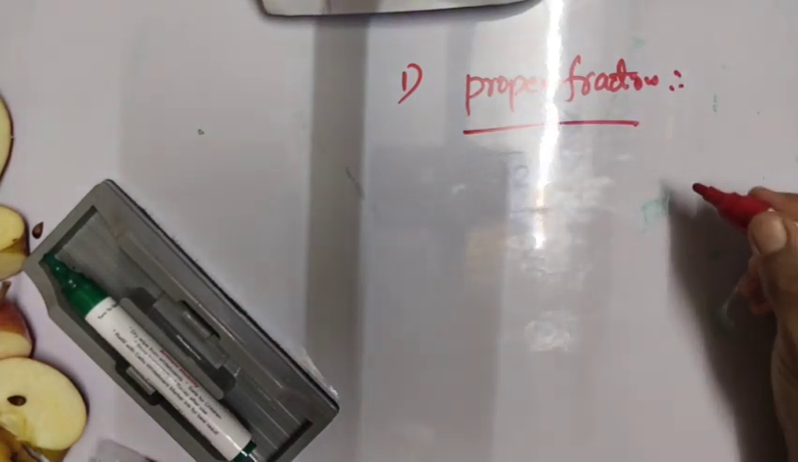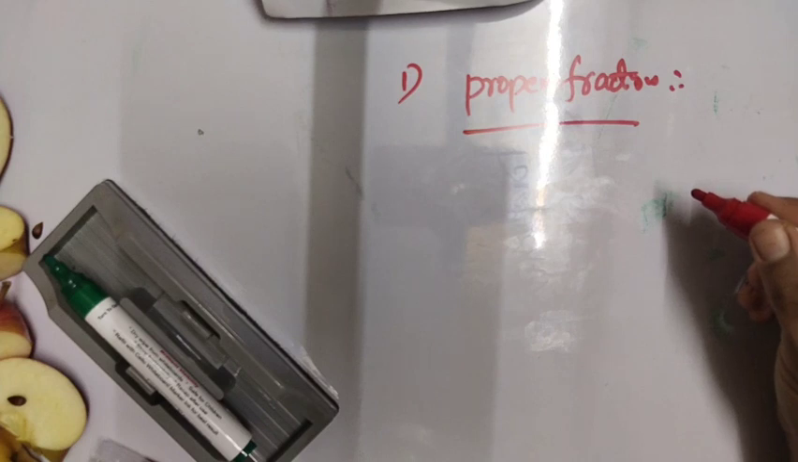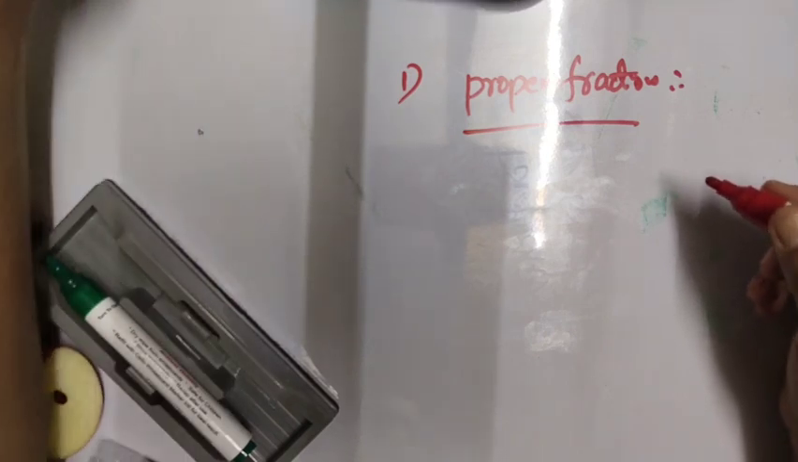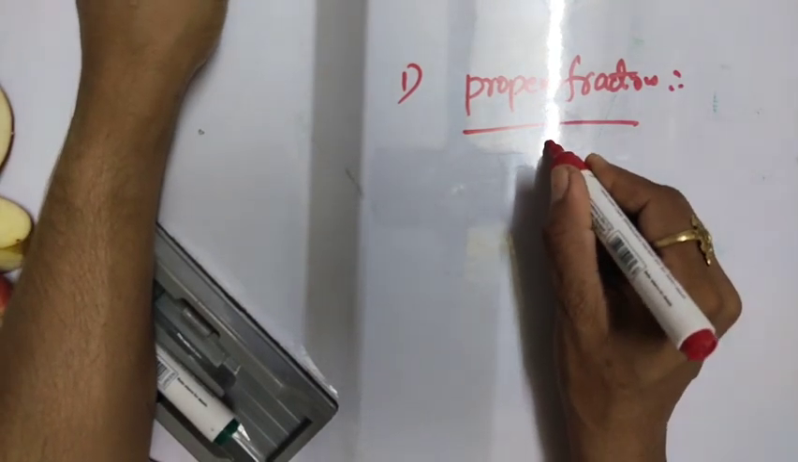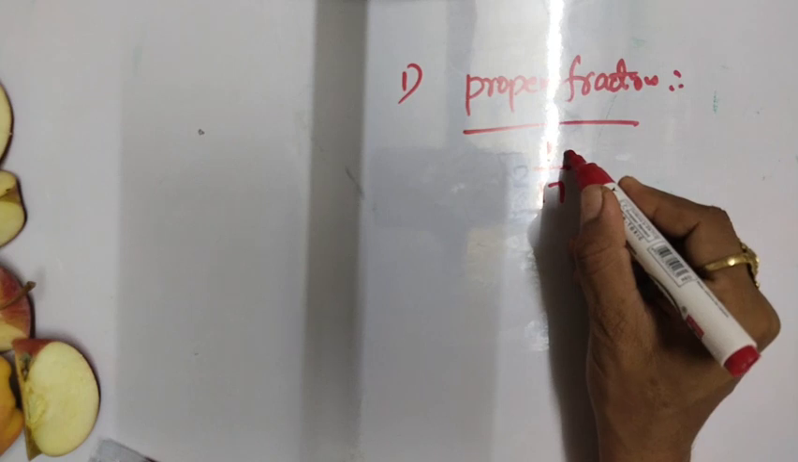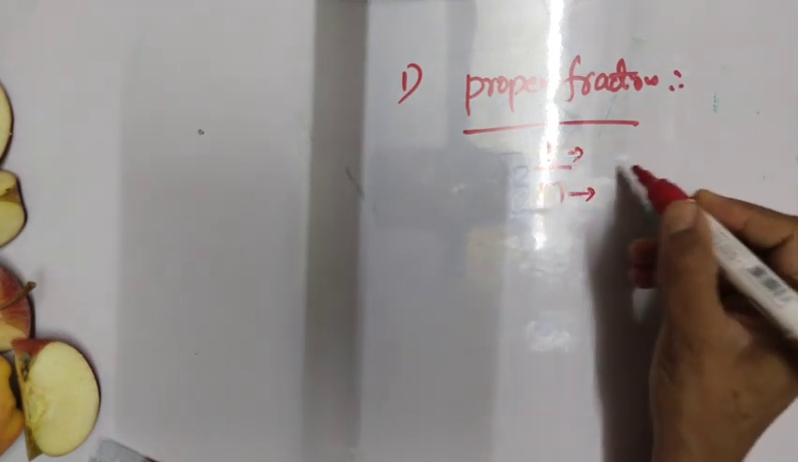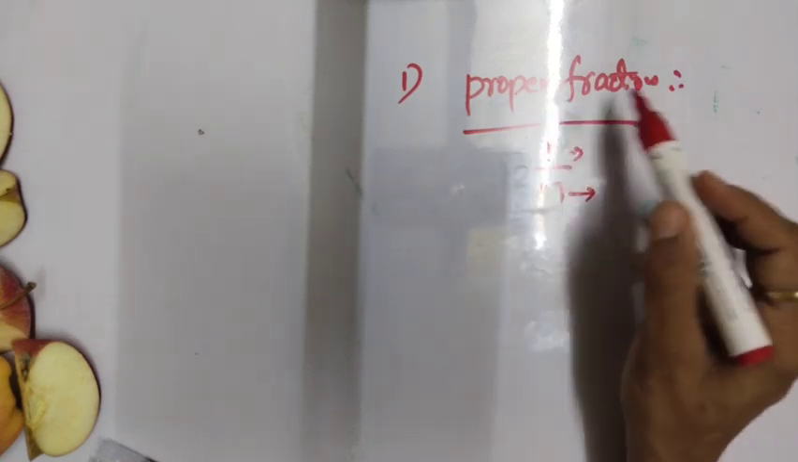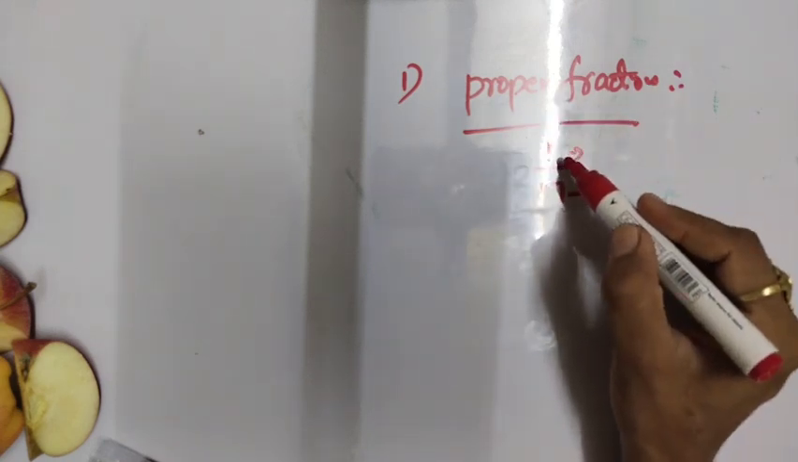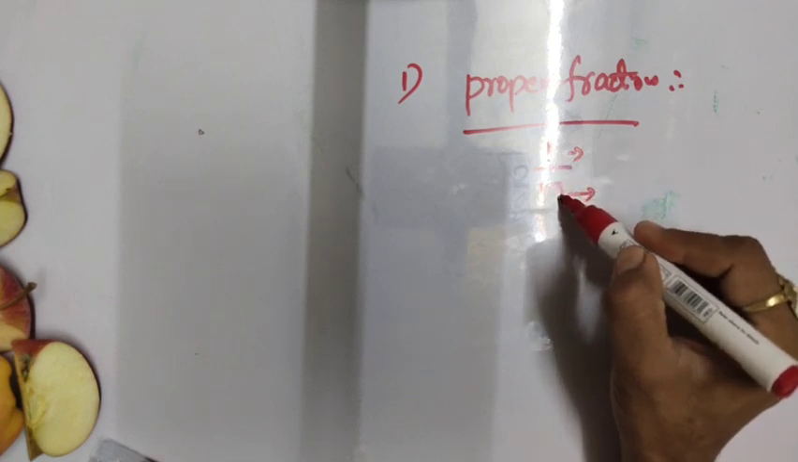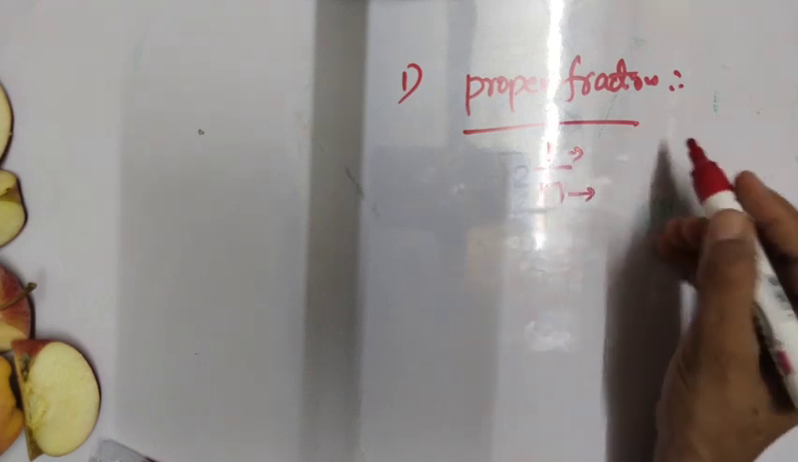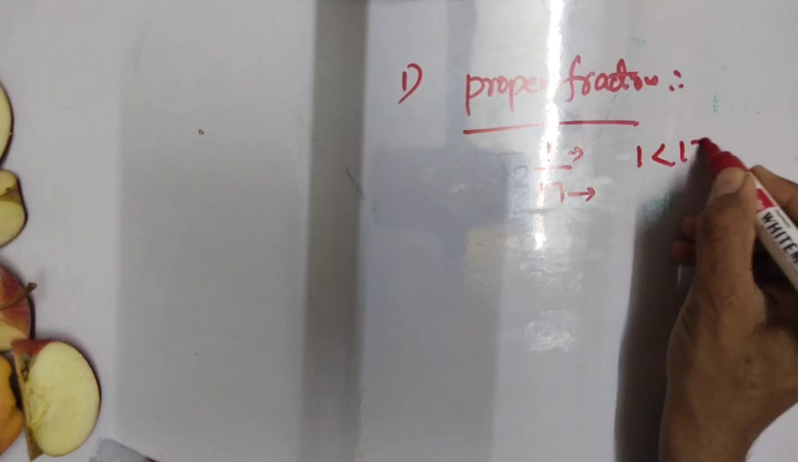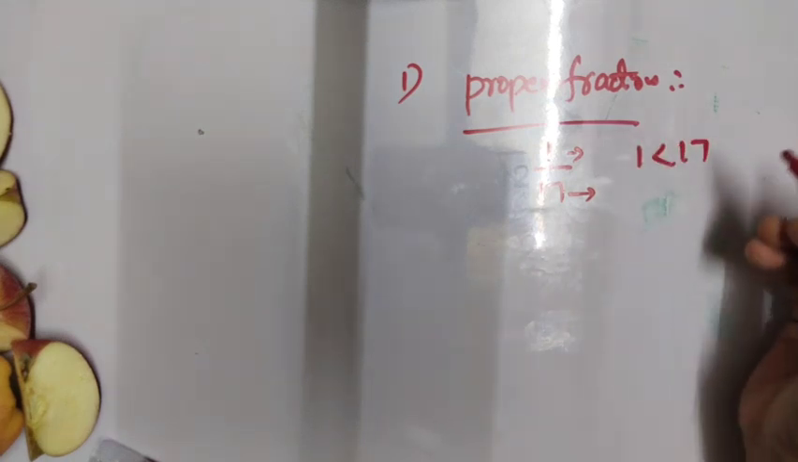In proper fractions, the numerator is always less than the denominator. For example, take 1 by 17. In this 1 by 17, 1 is the numerator and 17 is the denominator. The definition of a proper fraction is, if the numerator is less than the denominator, or the denominator is greater than the numerator. 1 is less than 17, so this is a proper fraction.